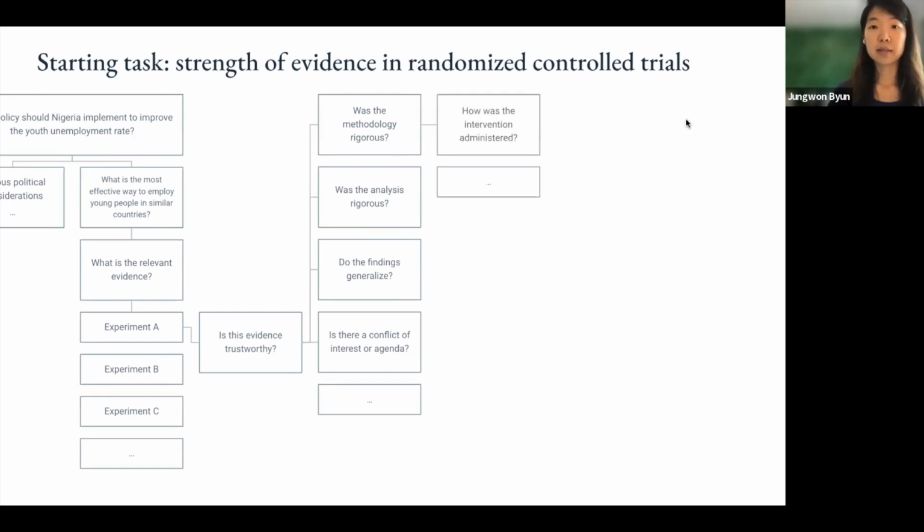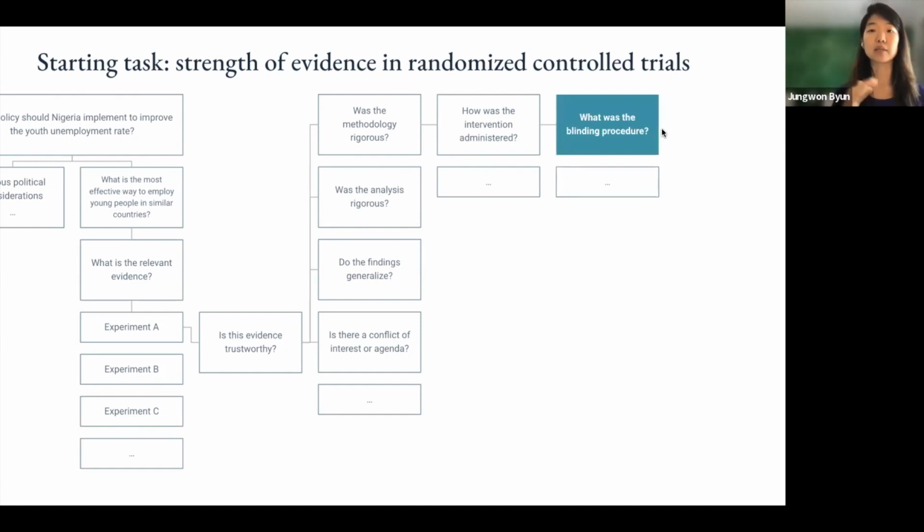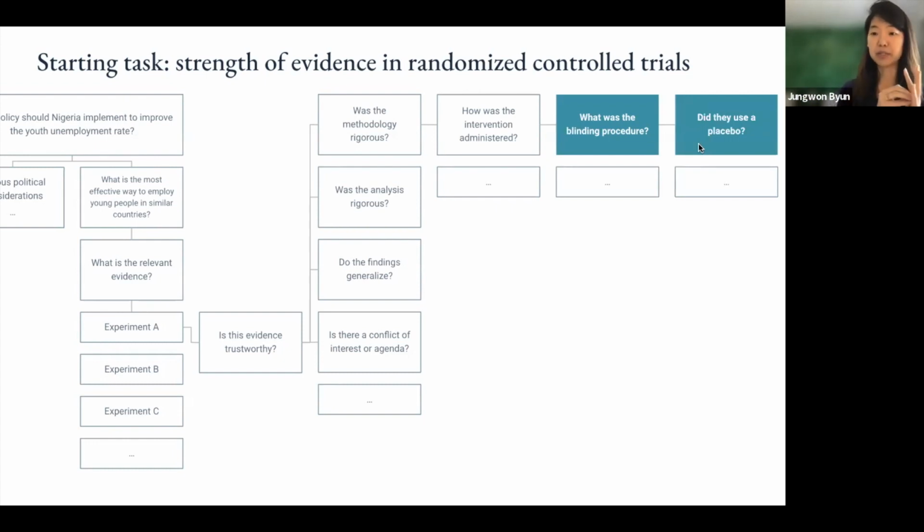A bunch of other things. How do you understand whether or not the methodology was rigorous? You ask questions like, how was the intervention administered? A bunch of questions like that. You can decompose that further: what do you need to know about how the intervention was administered? Questions like, what was the blinding procedure? You want to ensure, for example, that the effect was not due to the participants knowing that they were receiving a treatment. And then the blinding procedure, you can decompose even that question down further to, did they use a placebo?